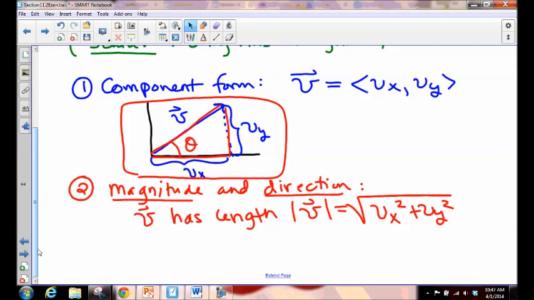Now, one final thought is, as the book says, a vector can be moved anywhere and still be the same vector as long as the length, or the magnitude, and the orientation, or the direction, stay the same.